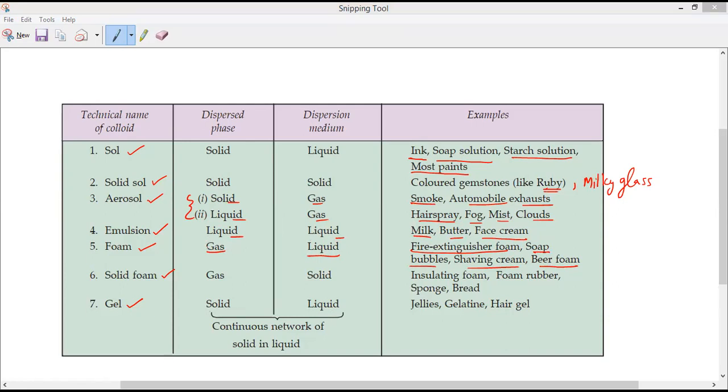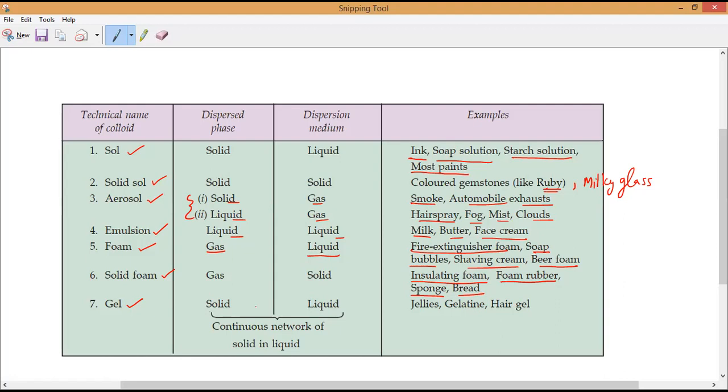Next, solid foam. Solid foam is like the sponge which we are using for cleaning the board and all. Insulating foam, foam rubber, sponge, as well as bread. Bread what we are eating will have holes. Is it yes or no, guys? And those holes are filled with what? Gas. That is why gas in a solid, we can say bread also.